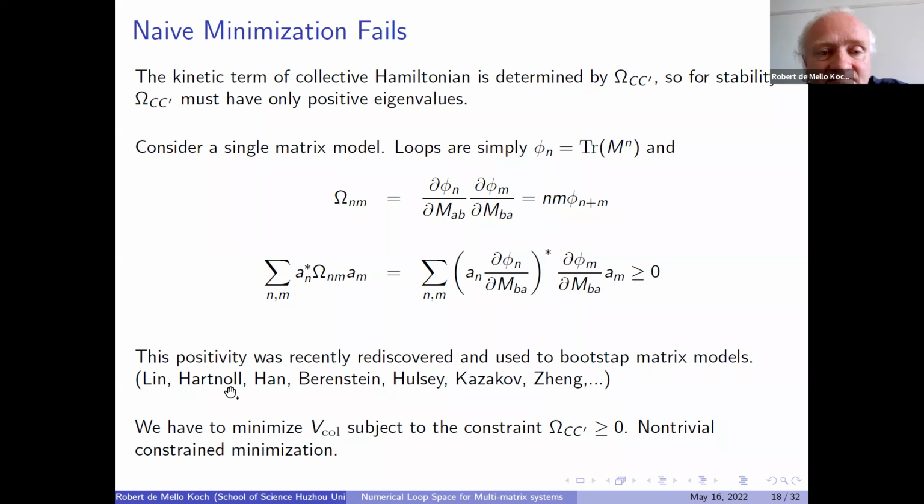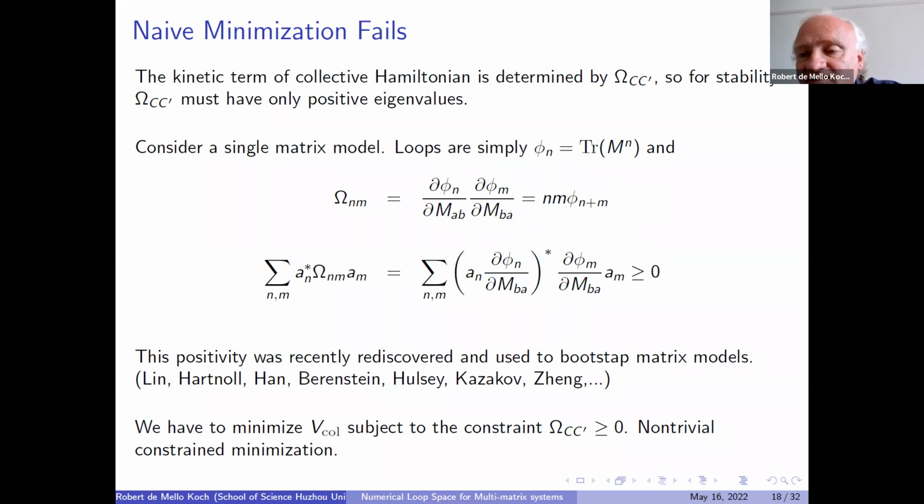If you take a look at omega nm, so I'm going to look at a single matrix now where it's easier to analyze. We've got phi n is trace M to the power of n, and omega nm looks like d phi n dM, d phi m dM, and you work this out as n m phi n plus m minus 2. There's a minus 2 missing from that subscript. This phi n plus m minus 2 is in fact the analog of the Hankel matrix that David was discussing. And this positivity is exactly the same positivity as the one used in the bootstrap.